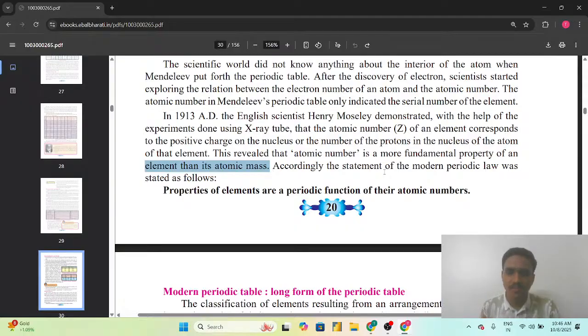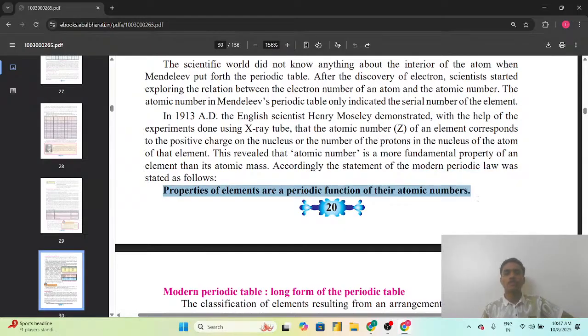And this brought a revolution in the classification of the elements, that before, all were trying to classify the elements according to the atomic mass as the fundamental property, but later Henry Moseley found the atomic number, which is much more fundamental as compared with the atomic mass. Then the modern periodic law was proposed. So what does the modern periodic law state? The properties of the elements are the periodic function of their atomic numbers. So this was the modern periodic law proposed here.